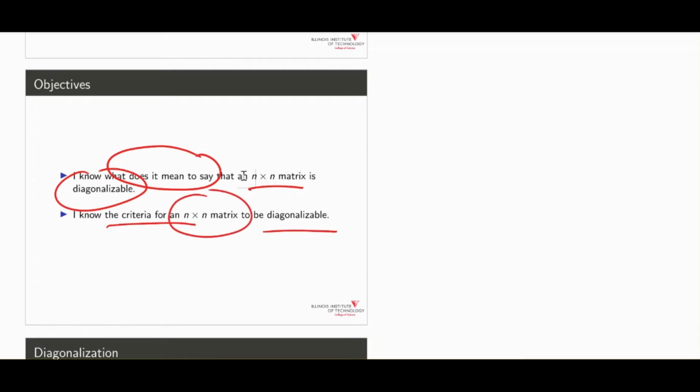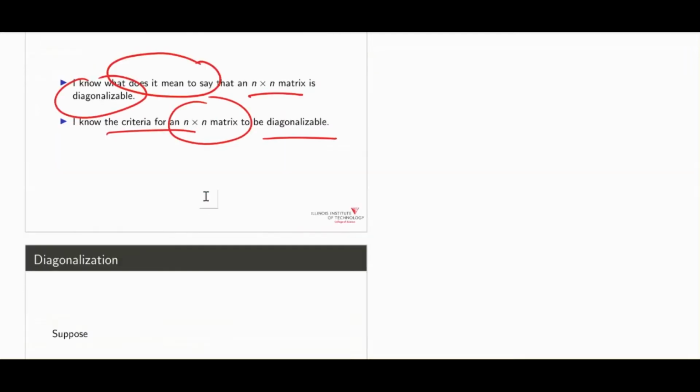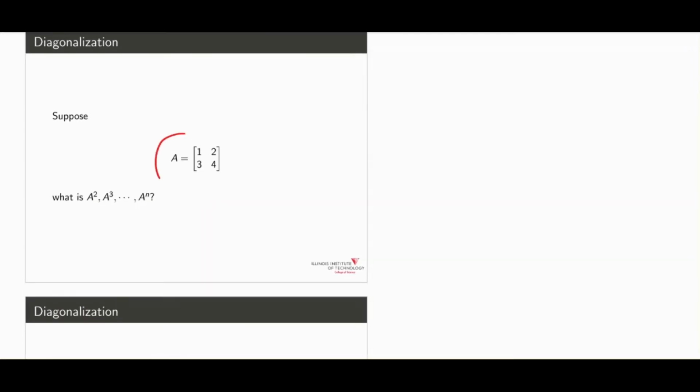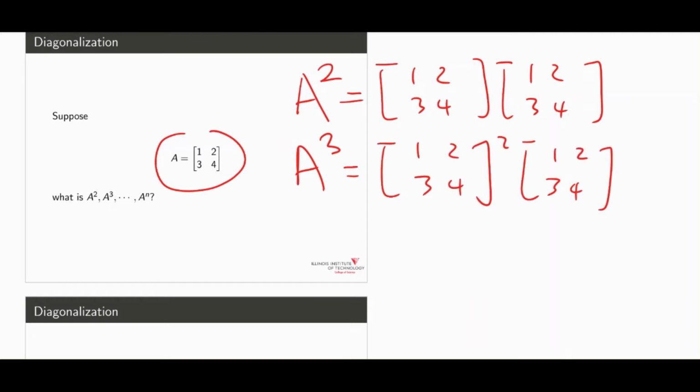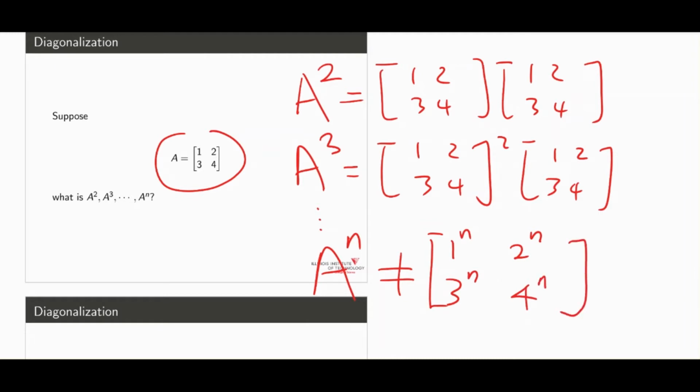So why do we need to diagonalize a matrix? Well, let's start by looking at this matrix. This is a 2 by 2 matrix. If I ask you to compute A squared, you will have to do this. And if we ask to compute A cubed, you have to multiply these three matrices together. If you multiply all these matrices together, you will see that in general, if I ask you to compute A to the power of n, this is definitely not 1 to the power of n, 2 to the power of n, 3 to the power of n, 4 to the power of n. It is not.